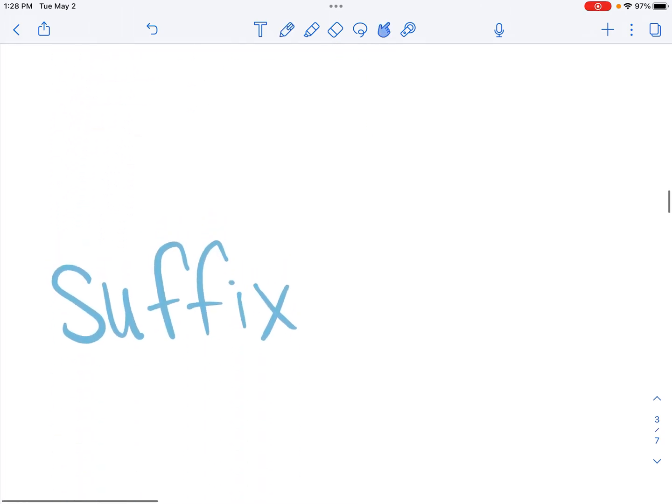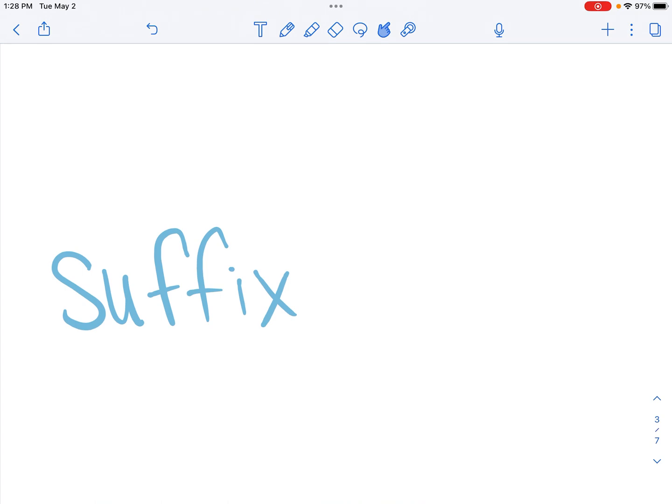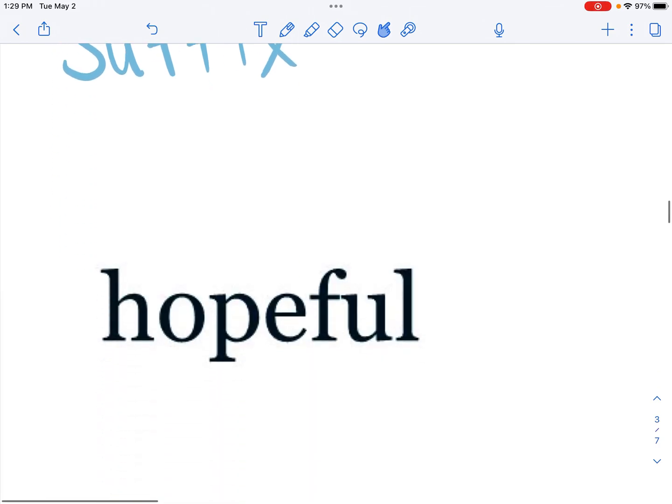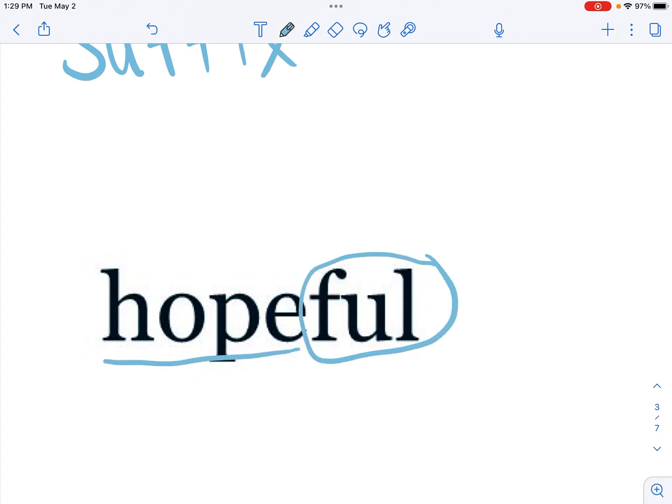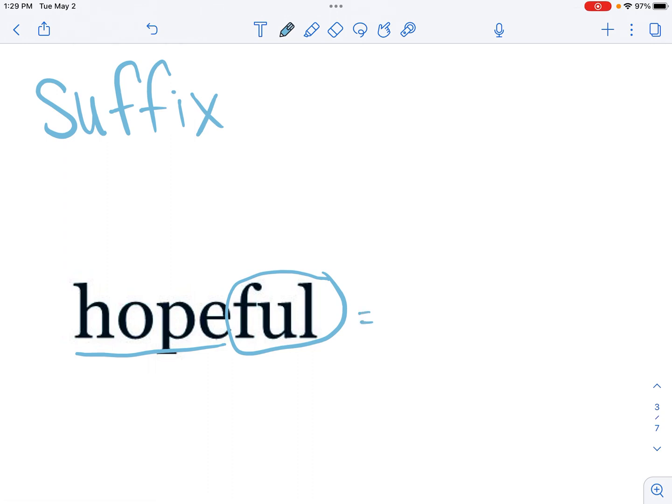In foundations and in other deep dives, we've talked about what a suffix is. We're going to focus on the suffix full today. A suffix is another type of small word part that comes at the end of a word and changes the meaning of that word. Like in the word hopeful, full is our suffix, hope is our base word. It changes the meaning of hope to meaning full of hope, or to have a lot of. So the word hopeful means full of hope or to have a lot of hope.